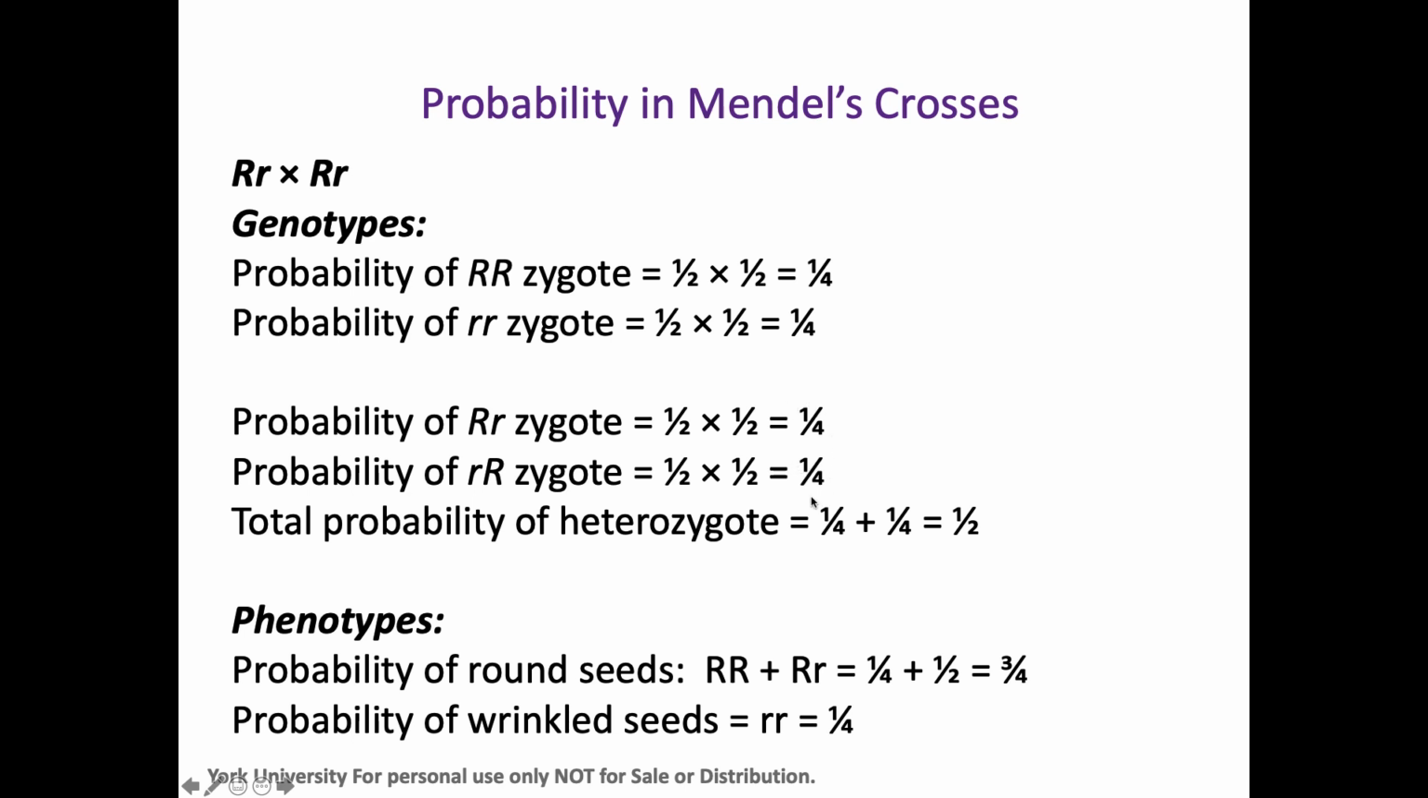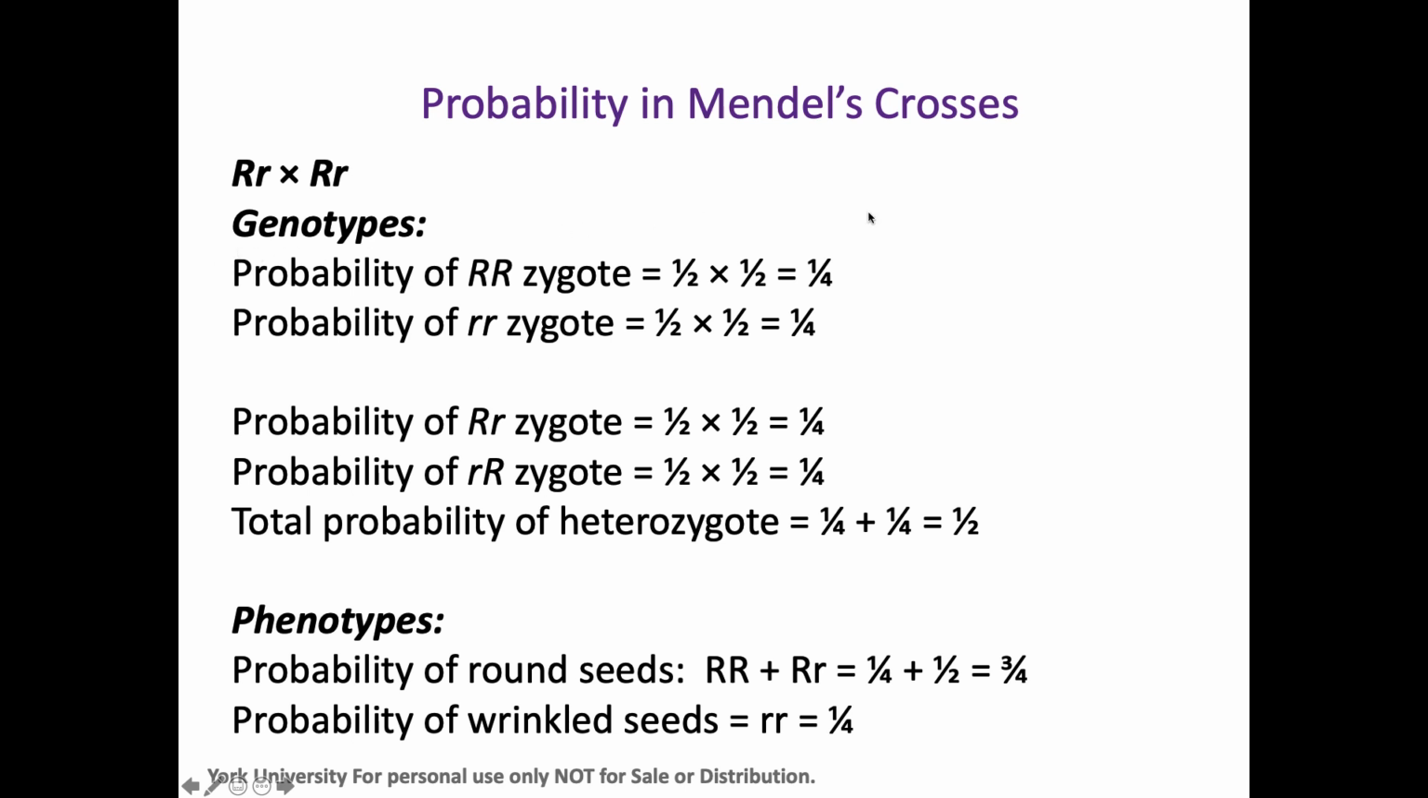So to find out the probability of forming a heterozygote, it can be formed either by receiving the round allele from the father or by receiving the wrinkled allele from the father. This is an OR event, so in order to get the overall probability, you're going to use the sum rule and add those 2 probabilities. So 1/4 plus 1/4 equals 1/2. Thus, there's a 50% chance that the offspring will be heterozygous.